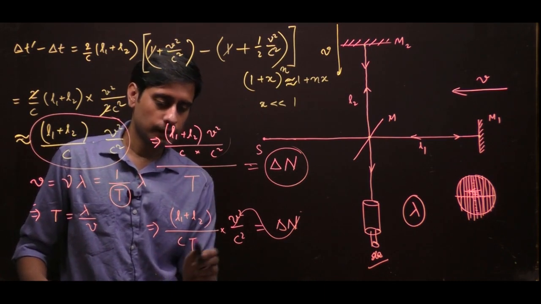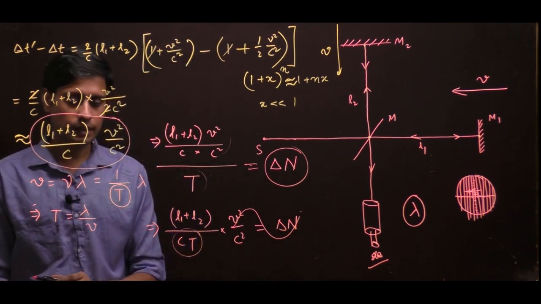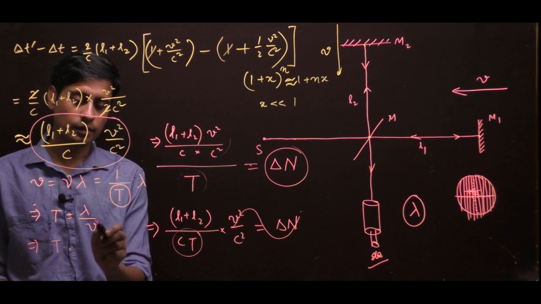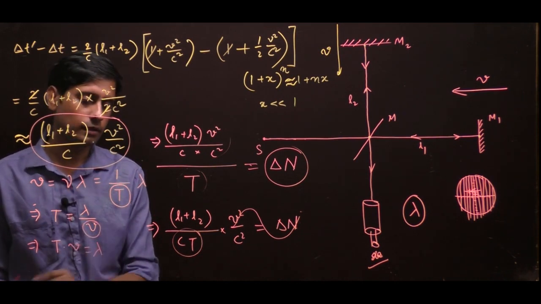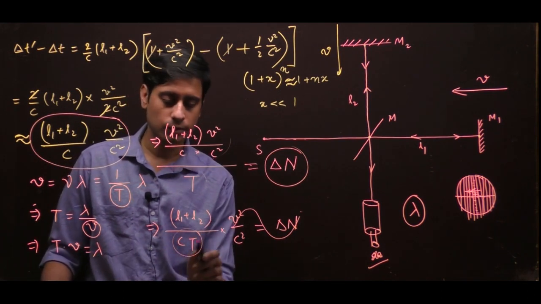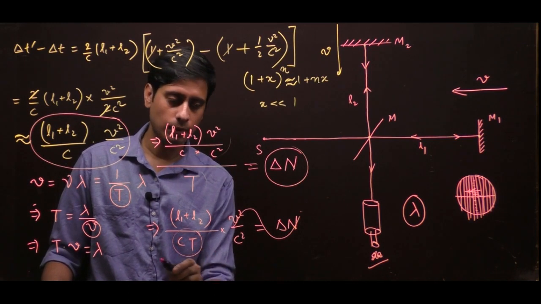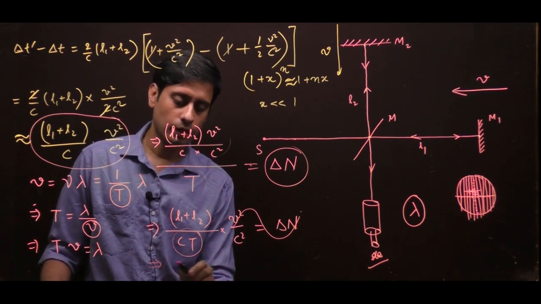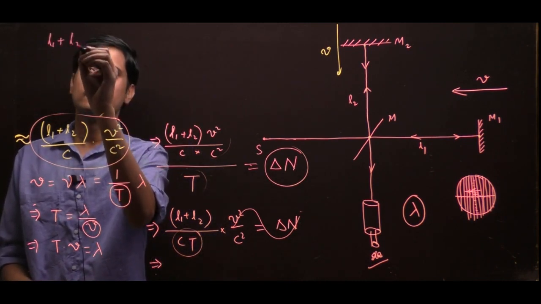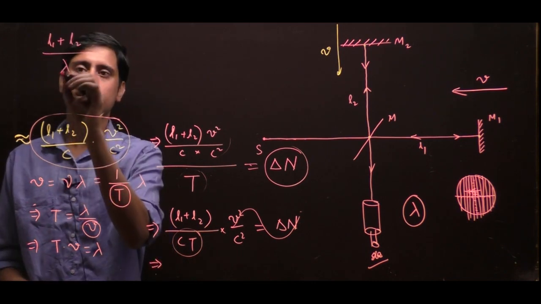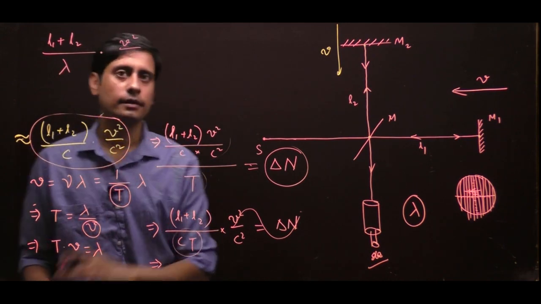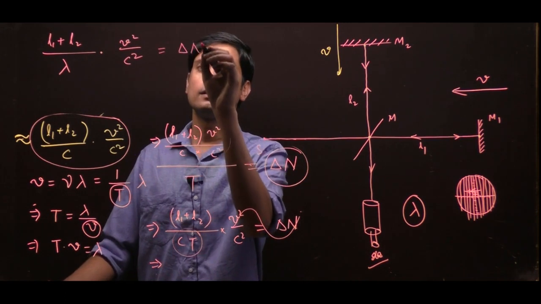Now you have this CT term. Now the CT term can be found from this. See, this T into V is what? It is lambda. So just replace. Now we are using not C, V but C, so this CT term must be equal to lambda. So we will write it as: replace this CT by lambda into V square upon C square, and this gives you delta N.